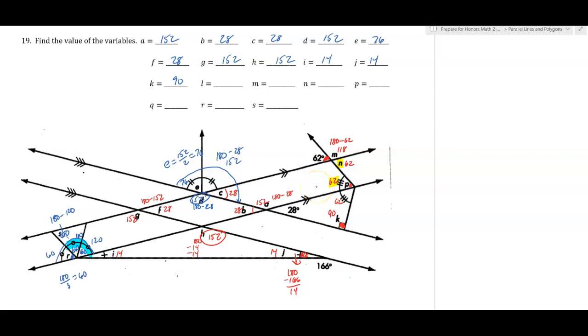All right, I don't see an L. M is 118. N is 62. P is 62. Q, well, R was 60. S was 60. Where's Q at? I don't see a Q either. So that is the last problem. Hopefully these make sense. If you have any questions, let us know.